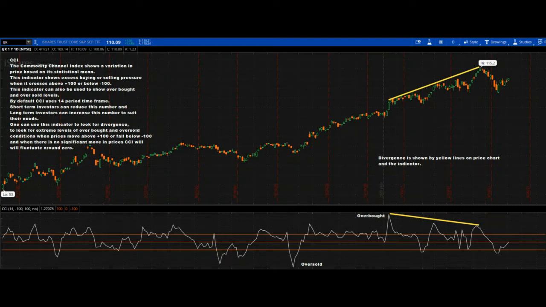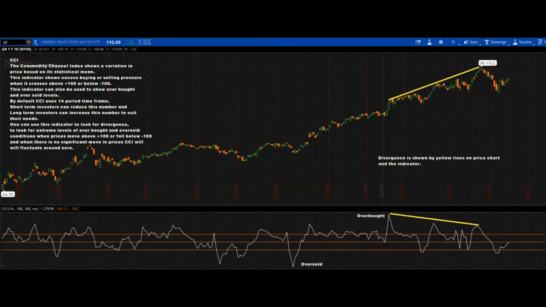Hey friends, this is a 1-year daily chart of IJR in front of you. I have plotted CCI, Commodity Channel Index, right here on the bottom of the price chart. This indicator shows excess buying or selling pressure when it crosses above plus 100 or below minus 100. This indicator can also be used to show overbought and oversold levels.